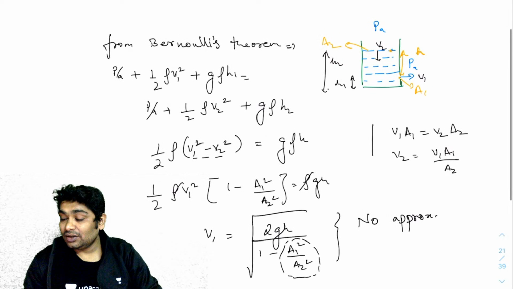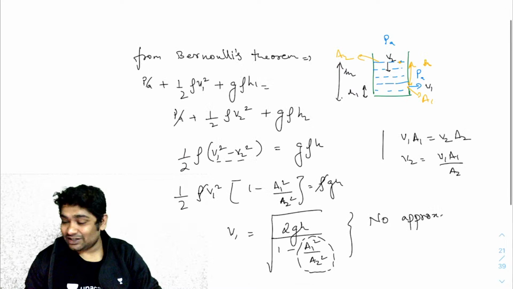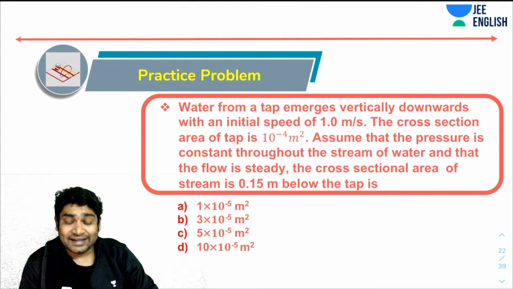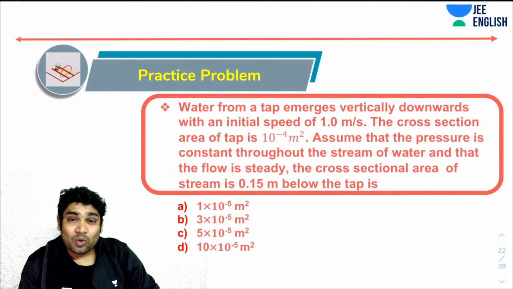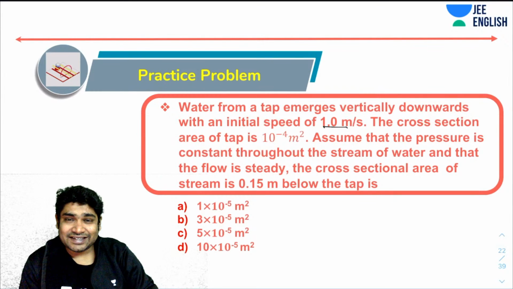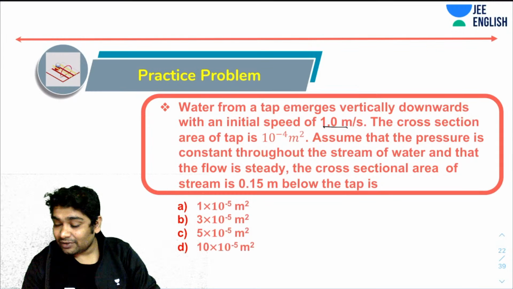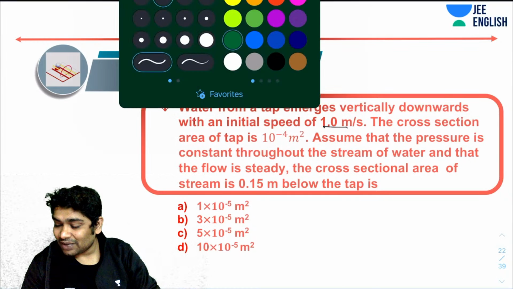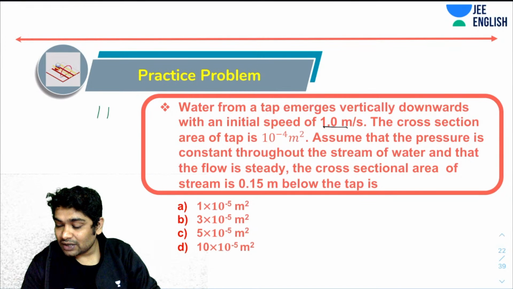Now why don't we start with some practice? Here is another interesting problem which can be solved using Bernoulli's theorem. It says water from a tap emerges vertically downwards with an initial speed of 1 meter per second. You must have seen this if you open the tap a little bit. How does the water stream coming out of the tap appear? Imagine this is the tap.